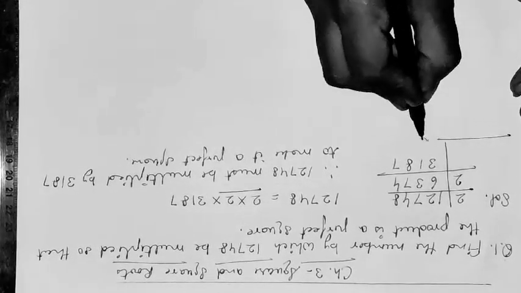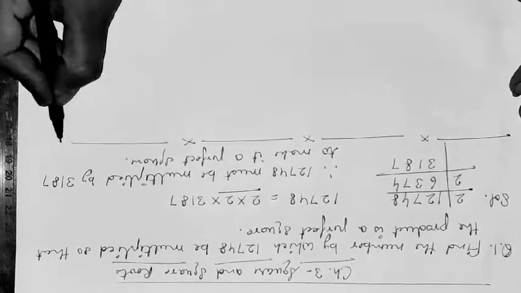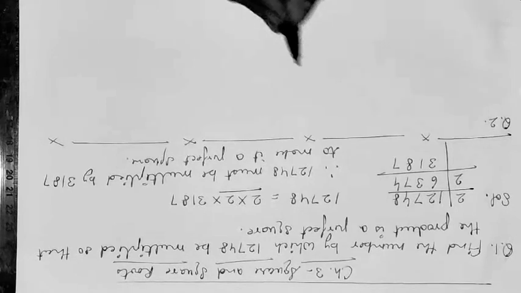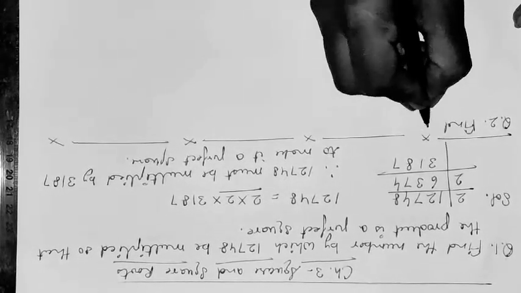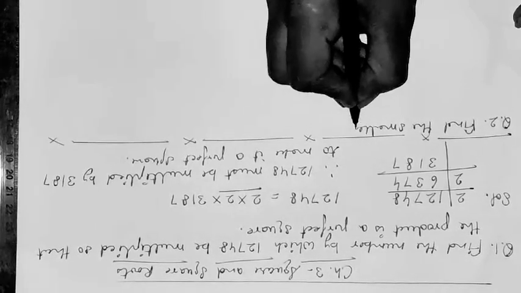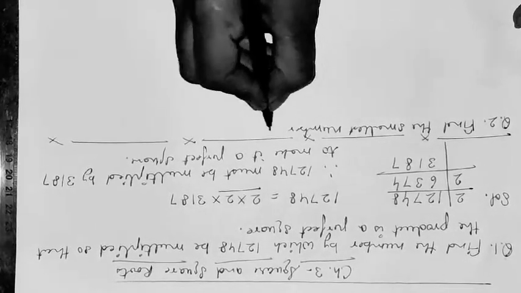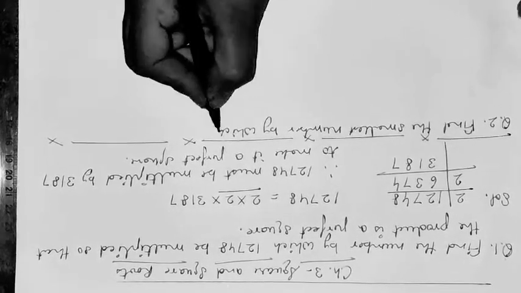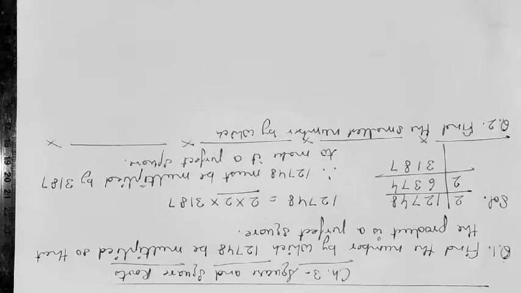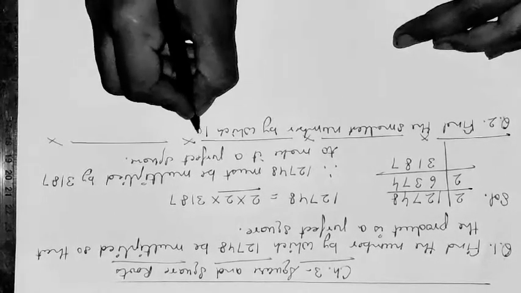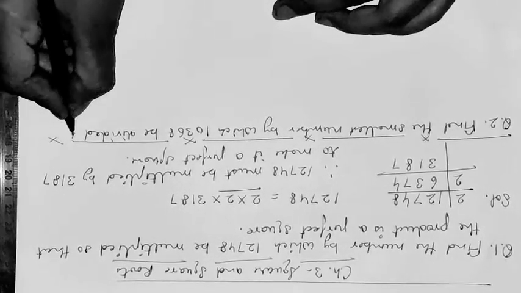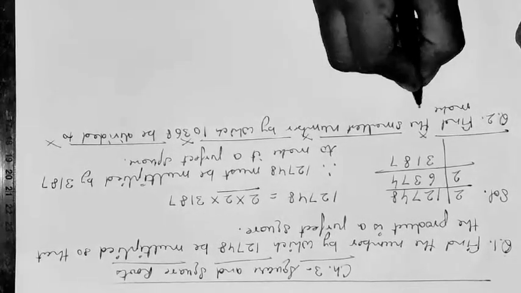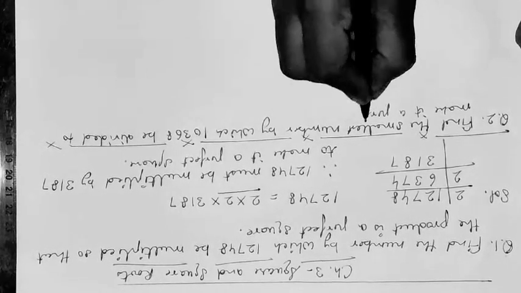Now let us take one more problem. It's question number 2, and it says: find the smallest number by which, this time, 10368 be divided to make it a perfect square.